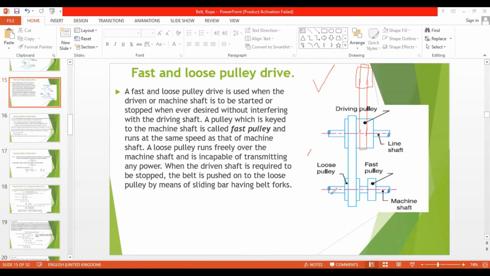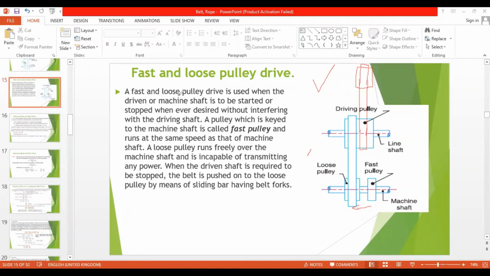So here this is a shaft, right? This is a shaft, machine shaft, and here is a fast pulley or driven pulley. So when this belt is here, that was working, right? This was rotating and that was working. I need to stop the machine, which means I can move this belt from here to here. There is a loose pulley which is not going to transmit any power. So now the motion has come to a full stoppage, right?